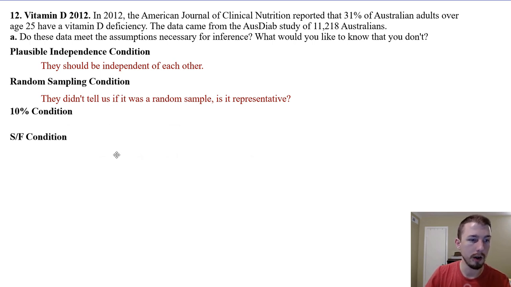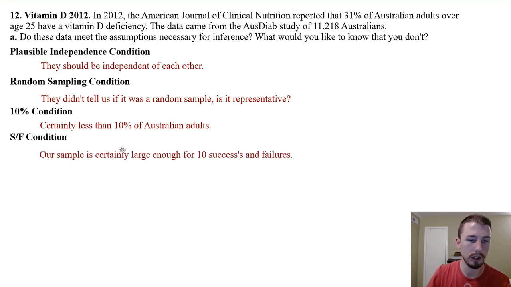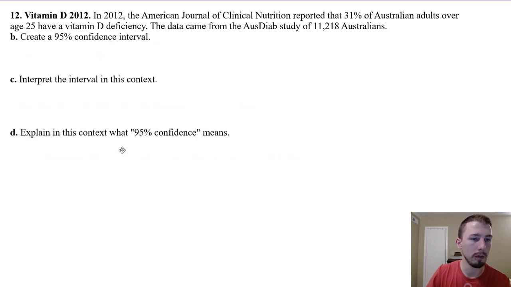Best case scenario, right? 10%. All right, we're sampling certainly less than 10% of all Australians, so even though we're sampling without replacement, we can override that because the probabilities are going to change by so small an amount it won't change our overall conclusions. Success failure: we're clearly going to have at least 10 people who have a vitamin D deficiency and 10 people who don't, so it's large enough that it will be a bell curve.